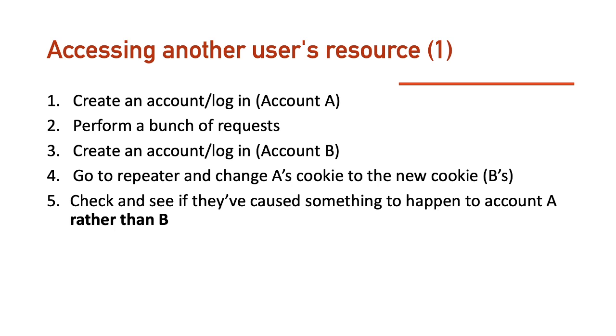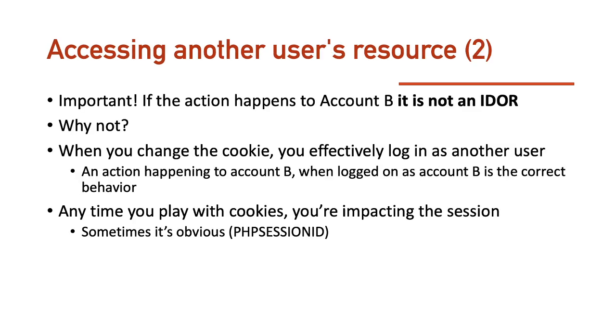Now what that's effectively doing is logging out of A and logging into B. Now, because we don't want to touch the rest of the request, like the URL or the body of the request, it's a really easy way when we're not necessarily sure about things like parameters just yet. What we want to see when we do this is if they've caused something to happen to account A rather than account B. If it's happened to account B, it is not an IDOR. Why is it not an IDOR?